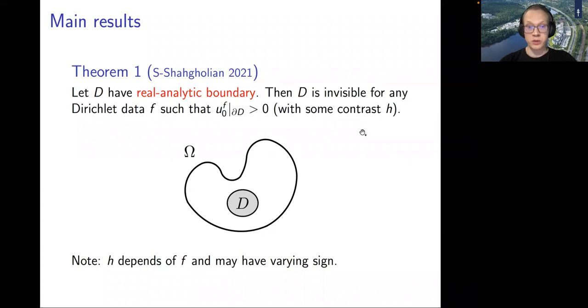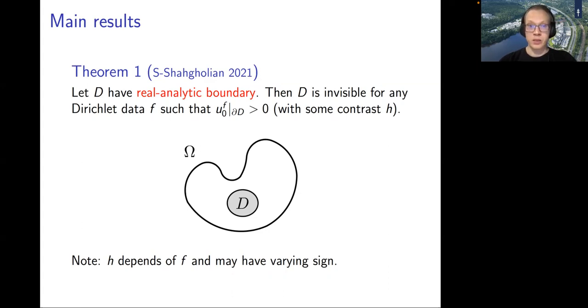The construction gives a contrast H which may have varying sign. In this acoustic scattering application, you would like to have H with a fixed sign. So this, at least here, we don't get. But anyway, this is saying that any obstacle with real analytic boundary might be invisible.